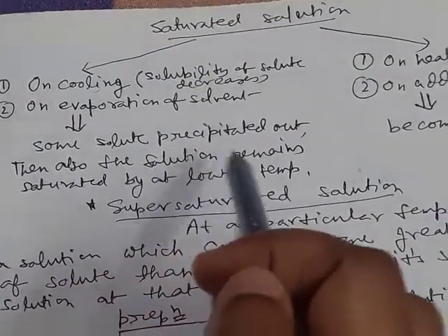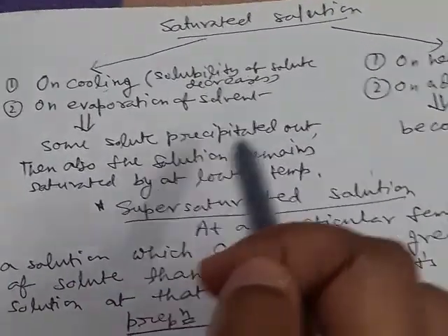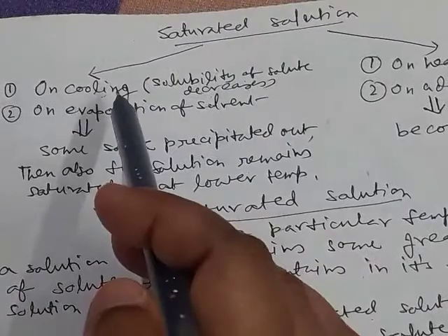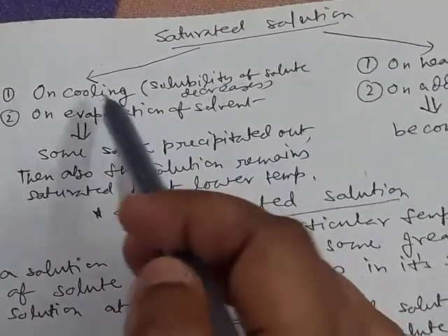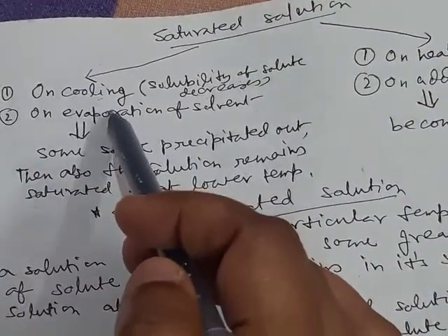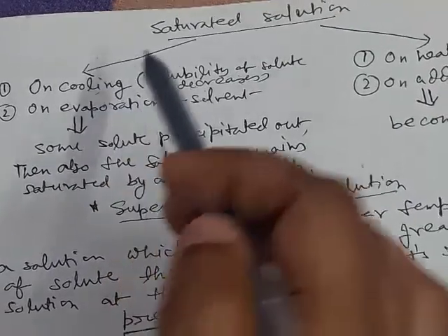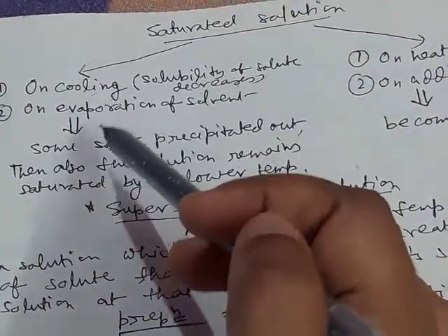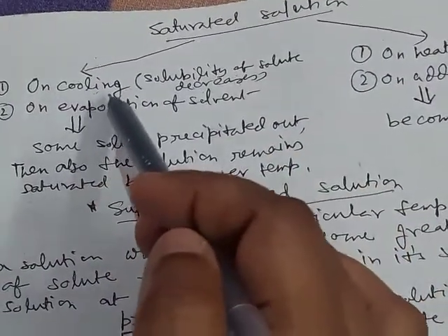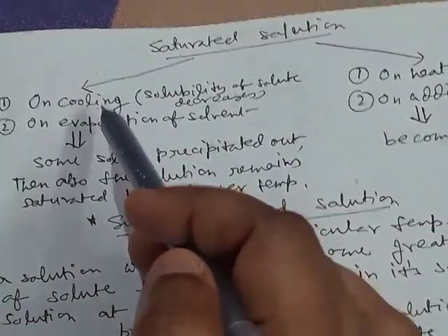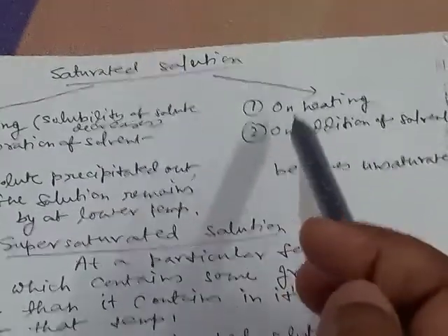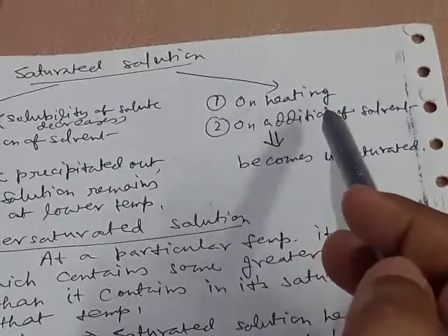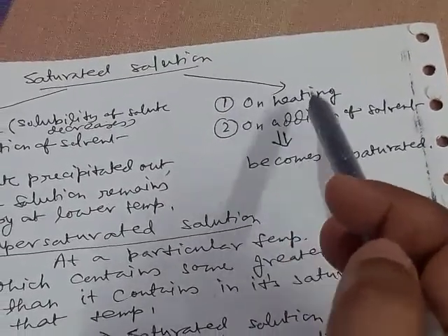Then also we get a saturated solution, but this saturated solution will be at a lower temperature. That is, when the temperature of the solution is lowered, some solute will be precipitated out, and we also get the saturated solution at that lower temperature. Number 2 is the fate of the solution on heating.